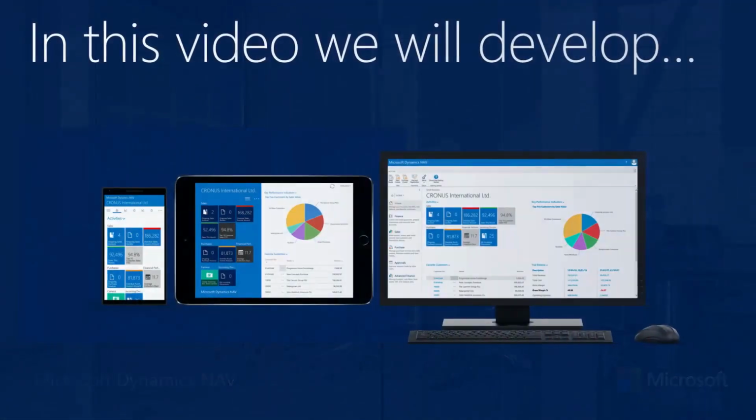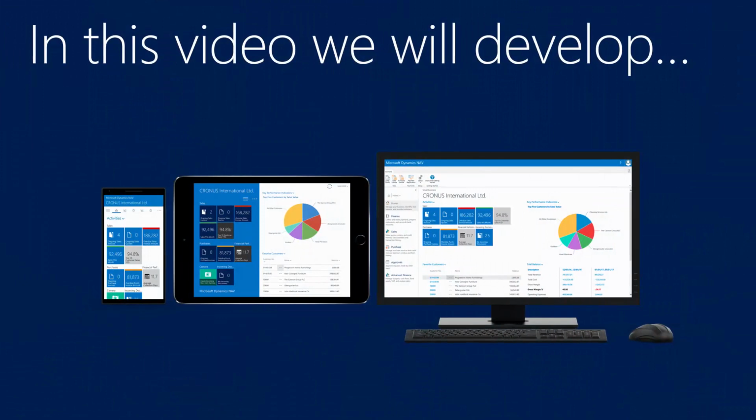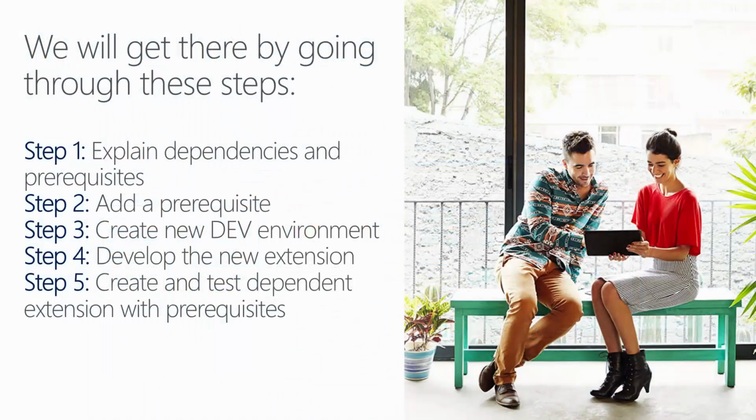At the end of this video, we'll have added a prerequisite, being the item table, to the existing extension created in the previous video, How Do I build a basic Microsoft Dynamics NAV extension. On top of that, we will have created a completely new extension that is depending on the existing one. We'll do this in 5 easy steps.